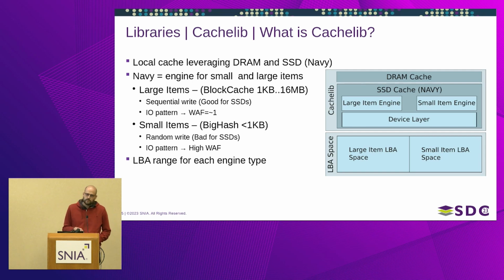On the other hand, small items are less than 1 kilobyte, and they are written randomly. So it's a bit not so good for SSDs. And the IO pattern is probably something that will give you a write amplification that is not 1, that is a bit higher. So it's good to notice that on the implementation, they do the separation, but it's also separated on the LBA space. So they basically take the device, all the LBA space, and they separate it into large items and then small items. And yeah, that's, in a bird's eye view, the part of Cachelib that we care about.